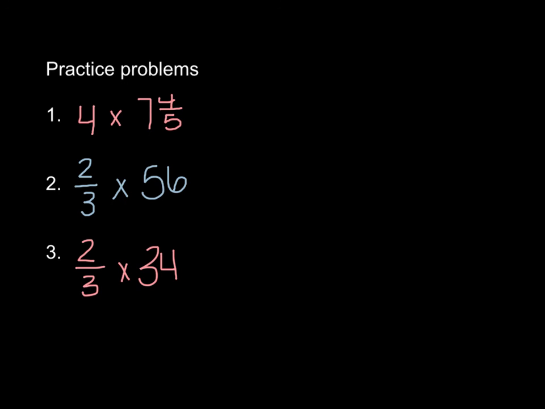Okay, here are your 3 practice problems. Change that whole number to something that can be easily divided by the denominator. Then go ahead and divide it and multiply by the numerator. Don't forget your word problem or question and rate your understanding.